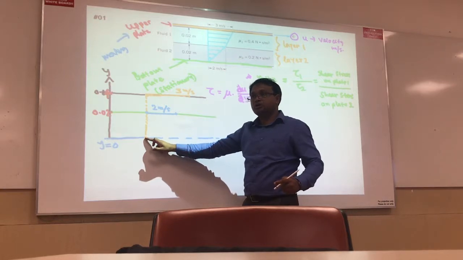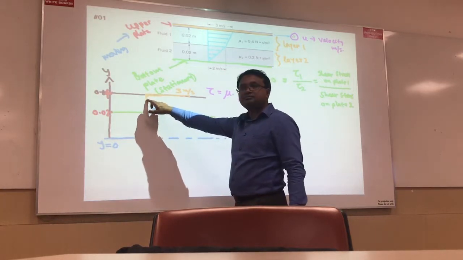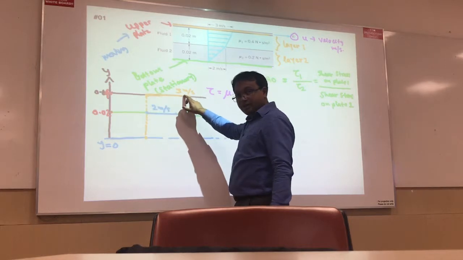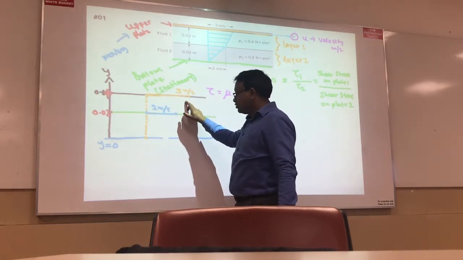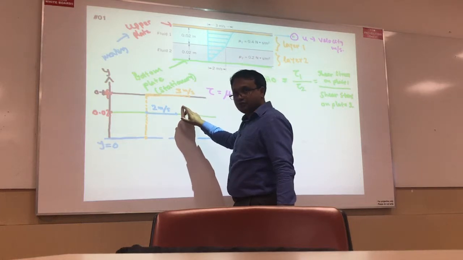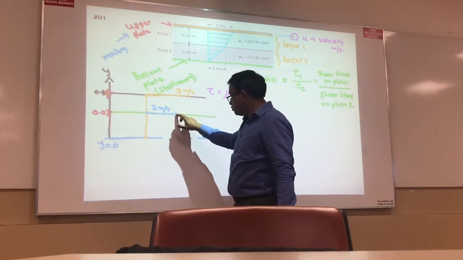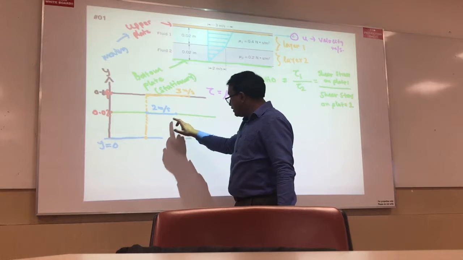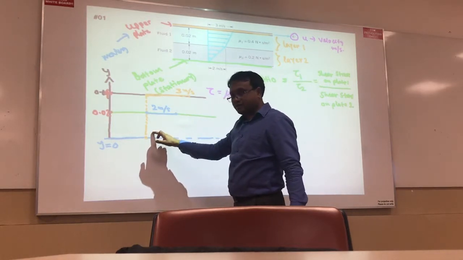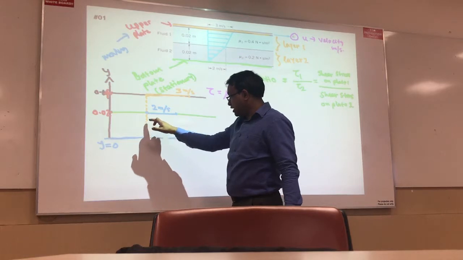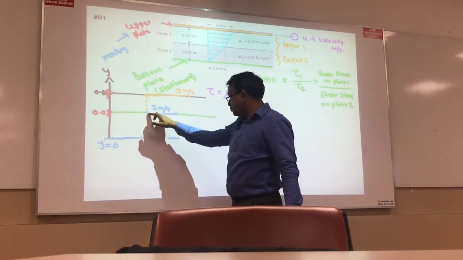Correct? So what is the velocity here? So this is the highest, right? And this velocity is lower than this value, right? So this one is lower than this value. Something like this, and finally it comes here, 2 meters per second. But here is 0. At that point, slightly higher, right? At that point, higher.